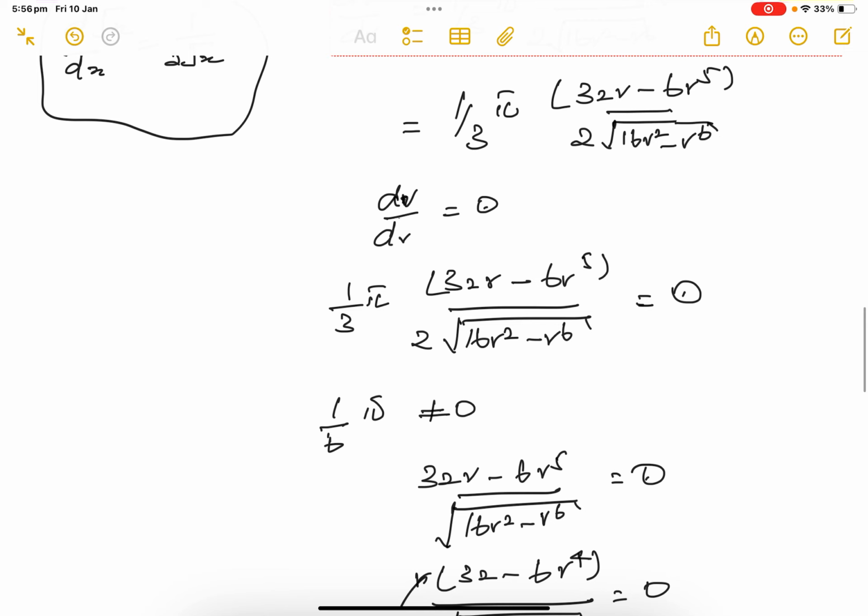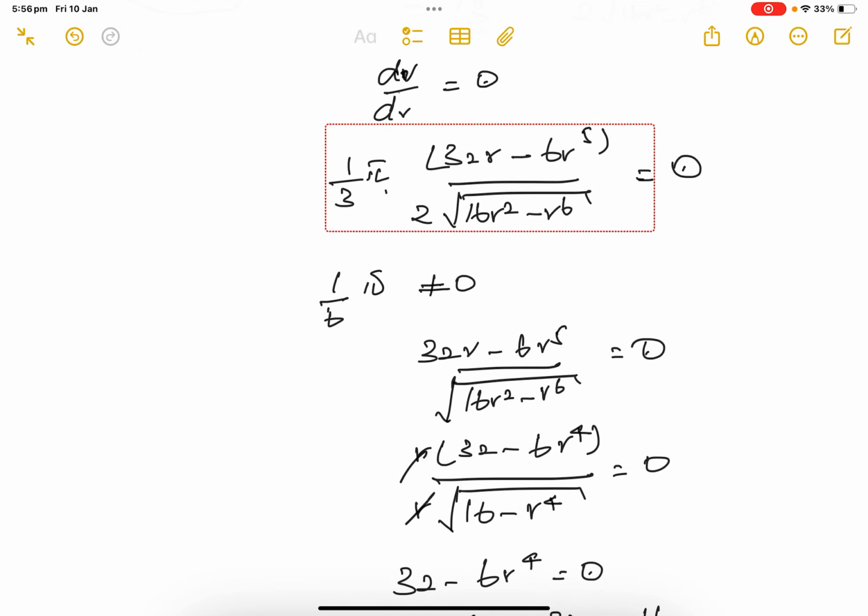But at the turning point, doesn't matter where, the differentiation is always 0. So dV over dr is 0. So 1/3 pi, times 32r minus 6r to the power of 5, divided by 2 times the square root of 16r squared minus r to the power 6, equals 0.